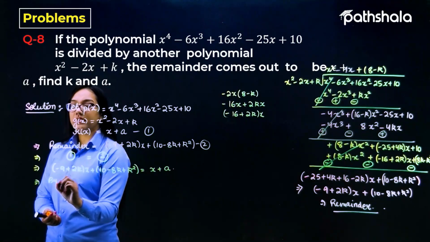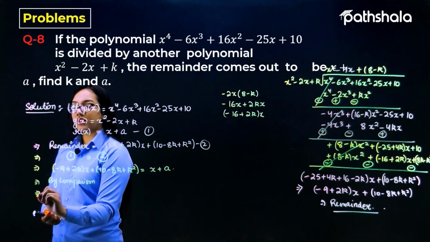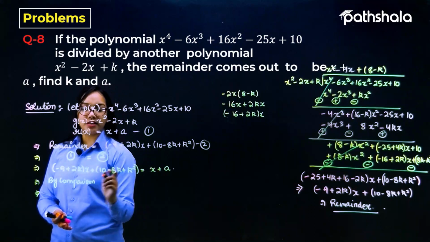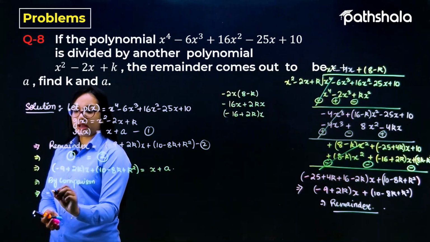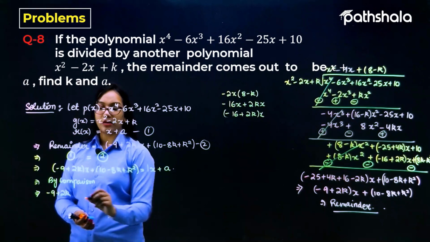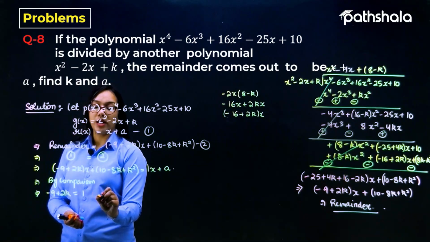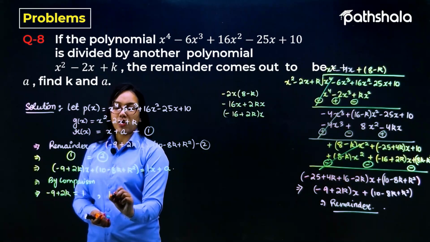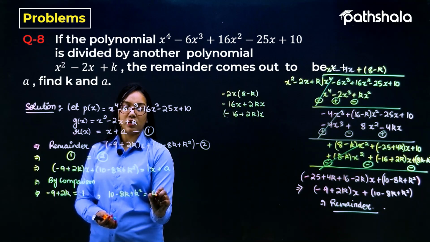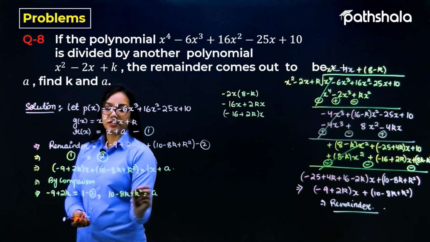So by comparison, let's compare the coefficient of x and the constants in both of these terms. The coefficient of x over here is minus 9 plus 2k, and on that side the coefficient of x is nothing but 1. So the very first equation that we get is minus 9 plus 2k is equal to 1, and the second equation would be, the constant in this term is 10 minus 8k plus k square, but on the other side the constant is a. Let me call this equation number 3 and this equation number 4.